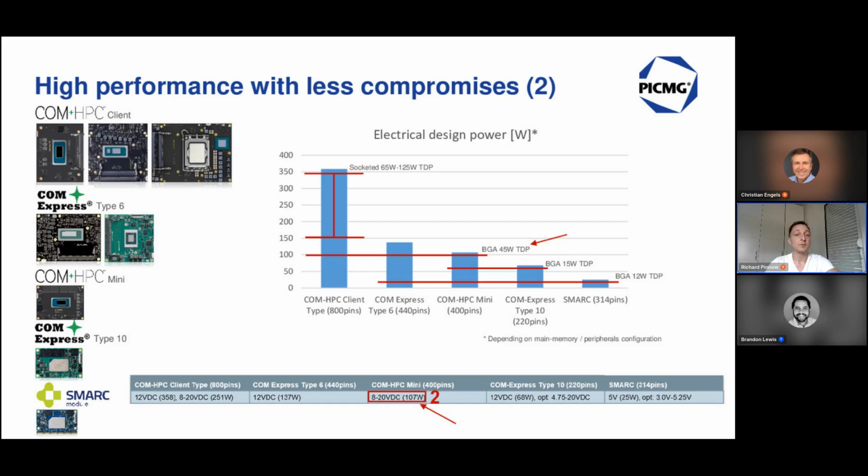The COM-HPC Mini power domain and ground pin assignments are different compared to the Client. A few pins have been reduced to offer more IOs on the 400 pins. But all in all, it is still supplied with 107 watts at 8 volts in the worst case. That's enough to power even more demanding silicon flavors than typically available on Type 10, for instance.